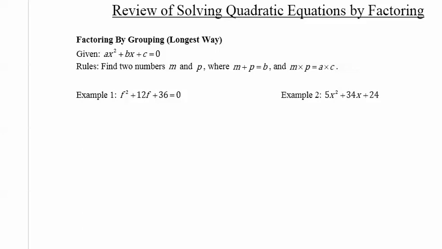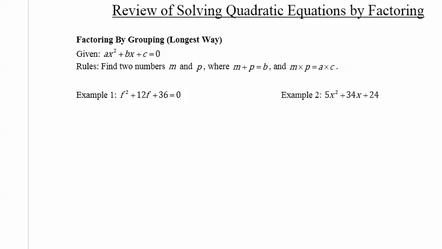Okay, so in factoring by grouping, one of the things that we need to do is be given the equation in standard form. So in this case, we have ax squared plus bx plus c is equal to 0. That means that in order to solve a quadratic equation by factoring, we need to have a y value of 0, which means that the graph is crossing the x-axis. And of course, on the x-axis, the y value is equal to 0.